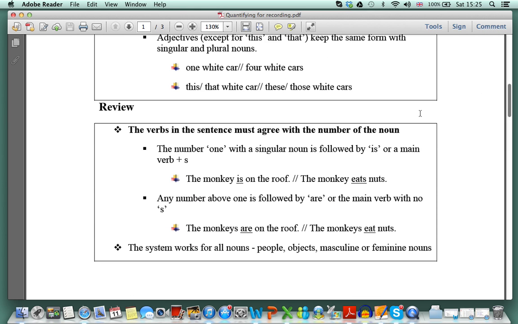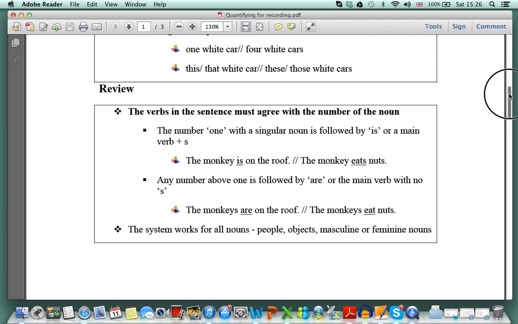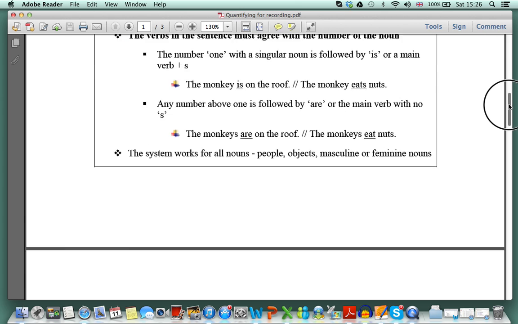Another important point to remember is that the verbs in the sentence must agree with the number of the noun. So for example, if the subject is singular, meaning 1, for example, 1 monkey, it is, and if more than 1, is are. So the monkey is on the roof, the monkeys are on the roof. Likewise, when we use a main verb, we have to remember that we say the monkey eats with that s in the present simple, and when it is plural, we have no s. The monkeys eat nuts. And this system works for all nouns, people, objects, masculine or feminine nouns.